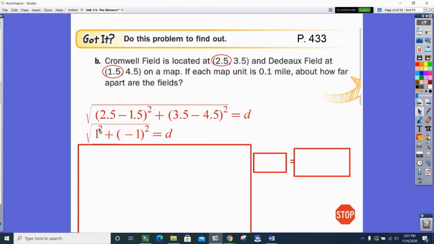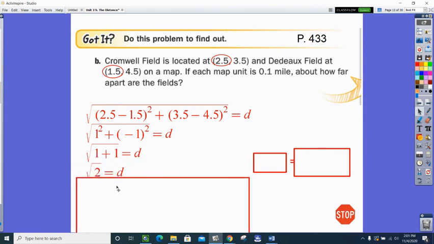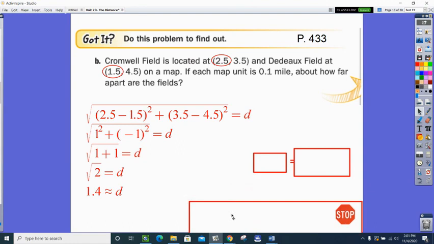1 squared is 1. And negative 1 squared is 1. I'm going to add those together, a squared plus b squared. That gives me 2. And I'm going to take the square root to get the hypotenuse. Now, the square root of 2 is an irrational number, and it's going to be about 1.4.